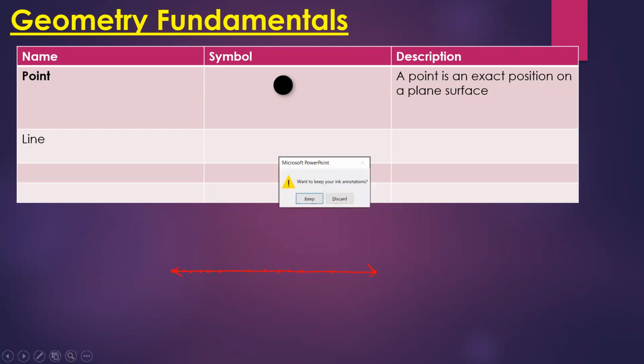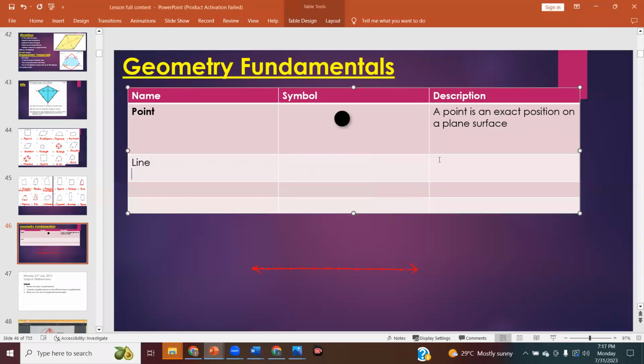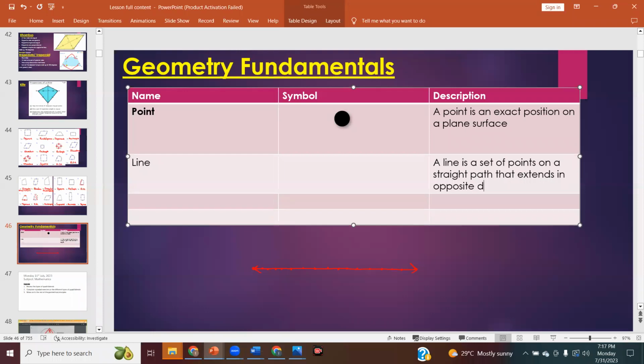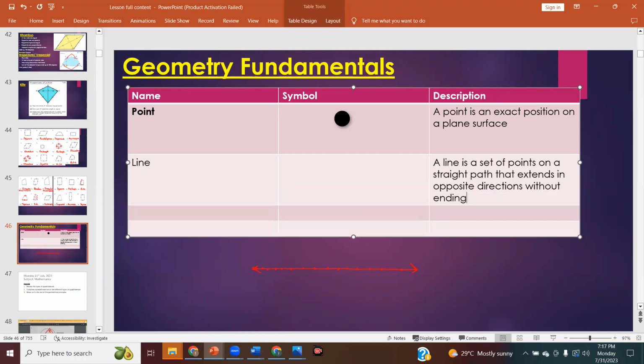So with that being said, let's properly define it. A line is a set of points on a straight path that extends in opposite directions without ending. That's what a line is.